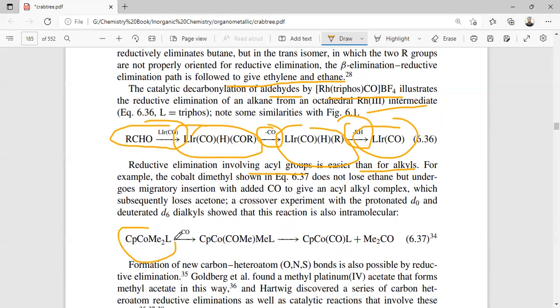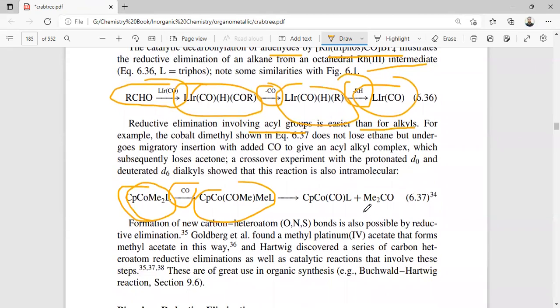So here this is an example. Here these two Me groups do not effectively eliminate. Here first a CO molecule is eliminated from this intermediate. Then the migration insertion happened. Then after that the acyl intermediate forms, and from this we get the acetyl derivative. So this is also an intramolecular process.